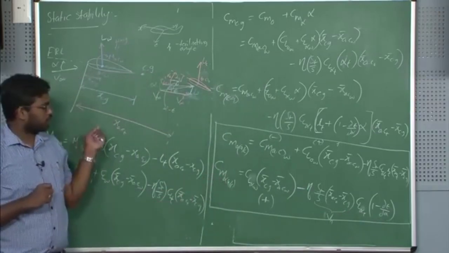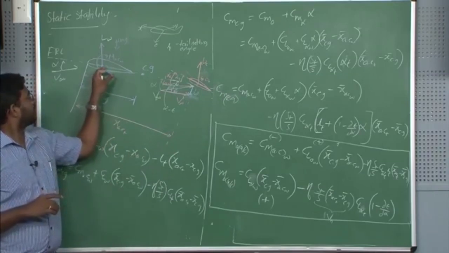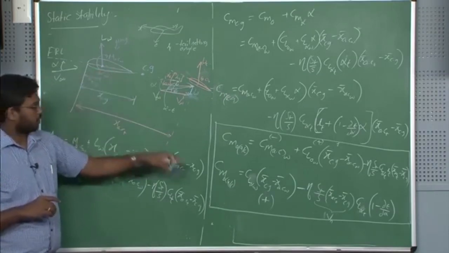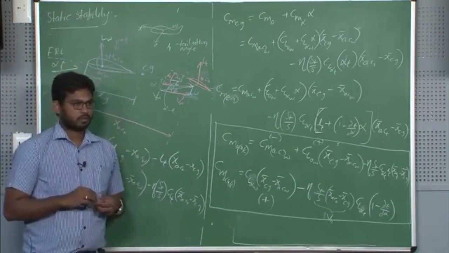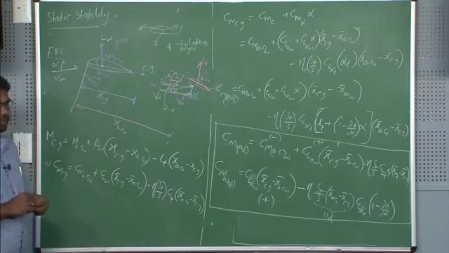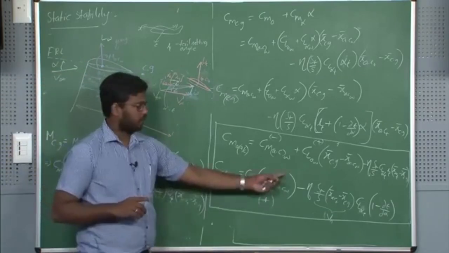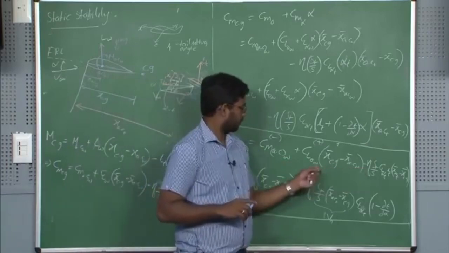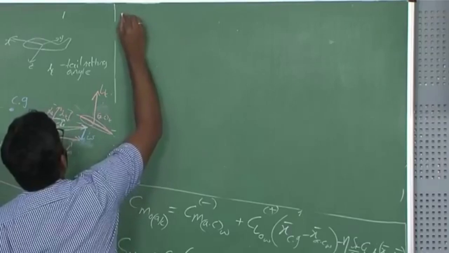So this is one case where even if your CG is exactly at the AC of the wing, you can still have a flight, right, because it is satisfying the condition of Cm alpha negative and Cm naught positive, right.